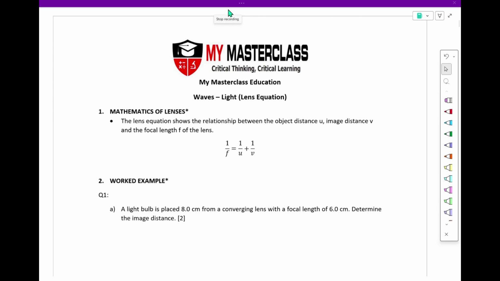This part is more of an FYI. It's only for certain IP schools that actually teach this. If I'm not wrong, it's St. Gabriel's, and on and off depending on the type of school, maybe CHS and Hwa Chong as well. So really double check with your school if this is taught. If it's not taught, you don't have to use it.